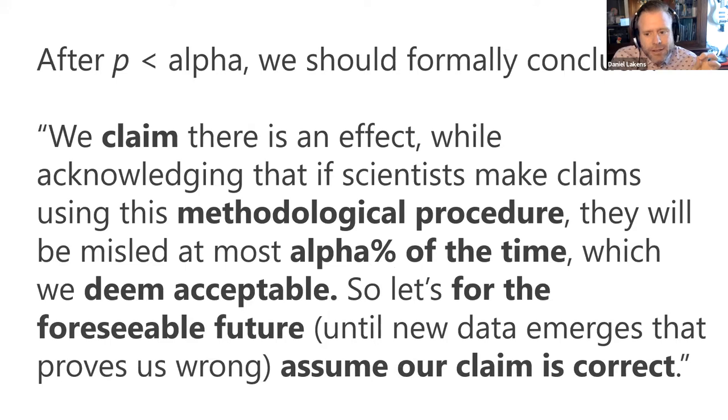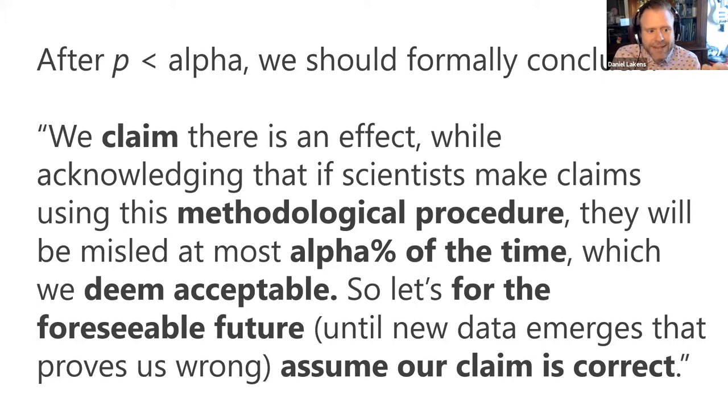So if we use this procedure, we make the decision in advance that if we observe a p-value that's smaller than some sort of alpha level, we are allowed to make a claim. Now, that's not a claim that we've discovered the truth. We never discover the truth. That's not something we can do in science. But I wrote out what this claim is.